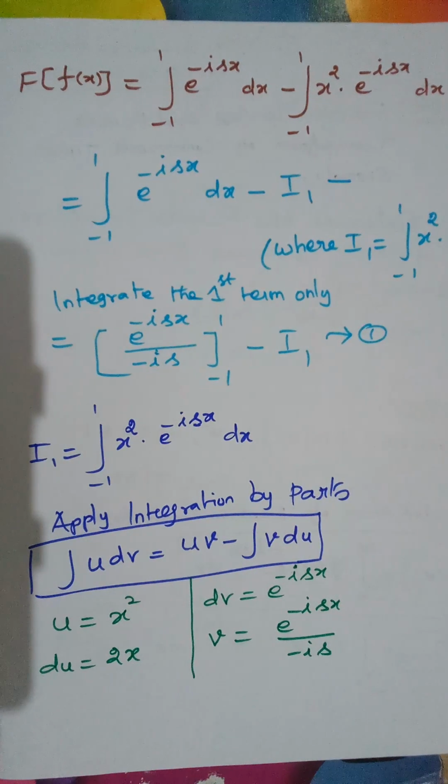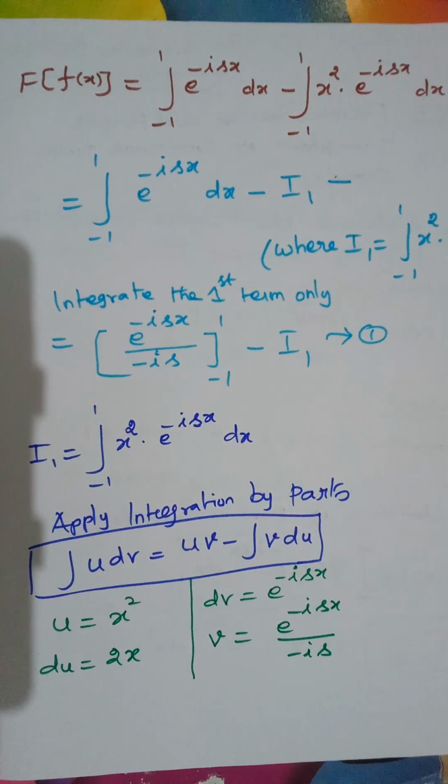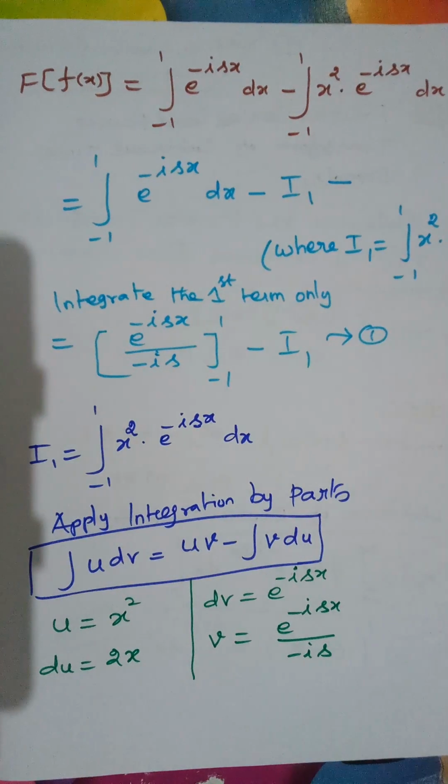So the first term after integration will be e power minus isx by minus is, from minus 1 to plus 1, minus I1. Now I'm going to explain I1. See, I1 is particularly the integral from minus 1 to plus 1 of x squared into e power minus isx dx. Here there are two functions, x squared and e power minus isx, so we cannot integrate directly.